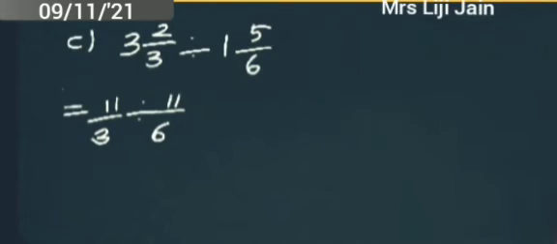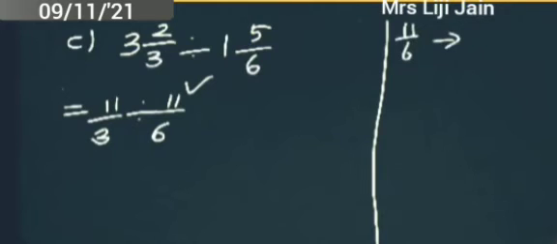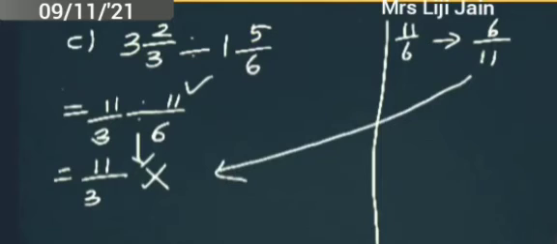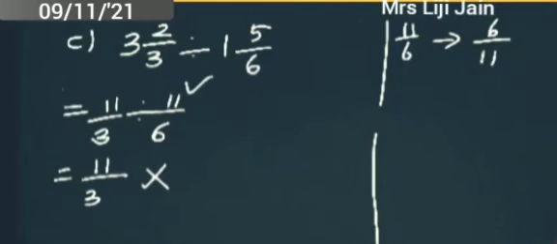Which is the denominator fraction here? Yes, 11 by 6. And what is the reciprocal of 11 by 6? Yes, 6 by 11. Okay, so what do we have to do? Write the first fraction 11 by 3 as it is. Then next step, division has to be converted to multiplication. And next step, write the reciprocal of the denominator fraction. So instead of 11 by 6 we have to write 6 by 11. Now division is converted to multiplication.